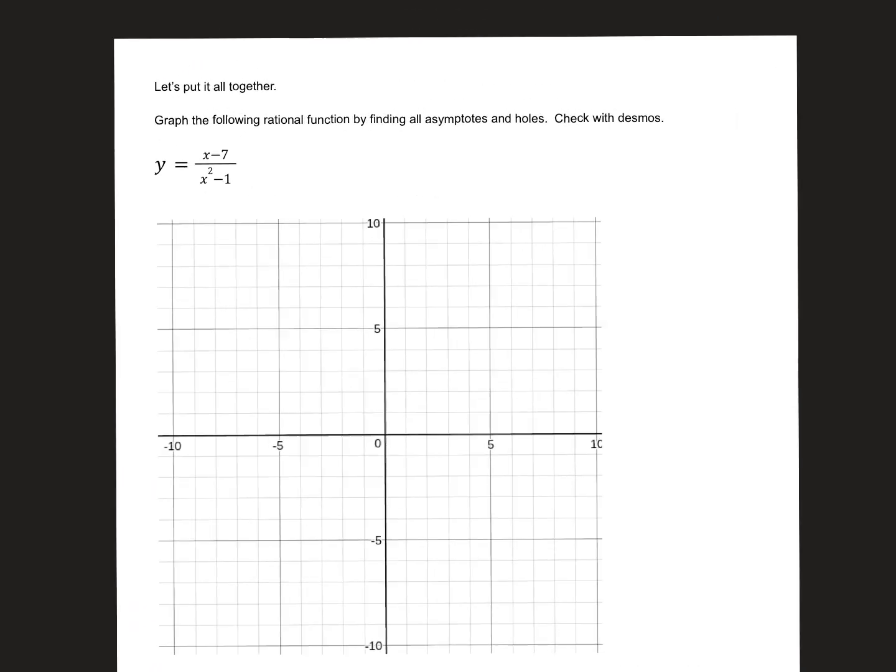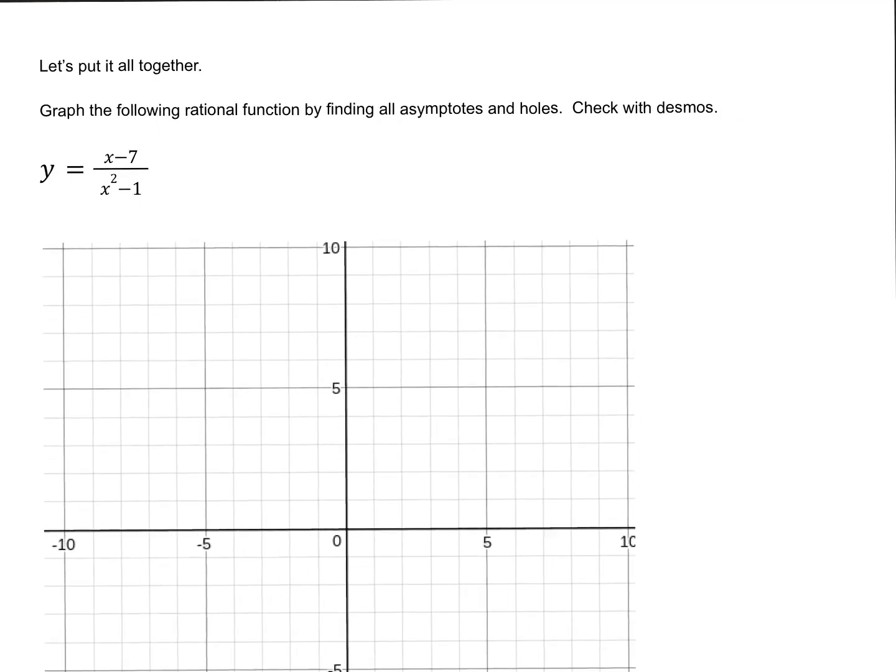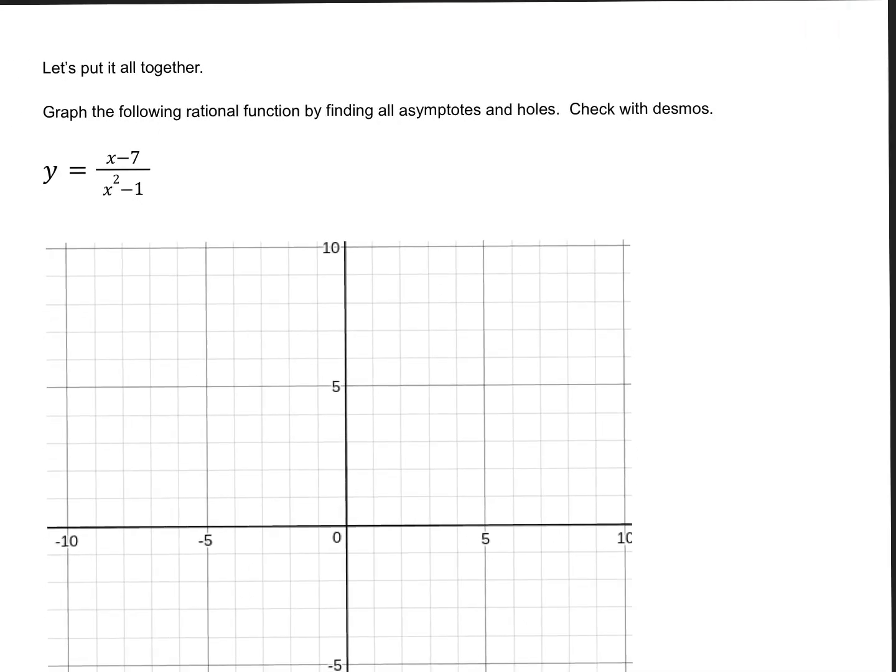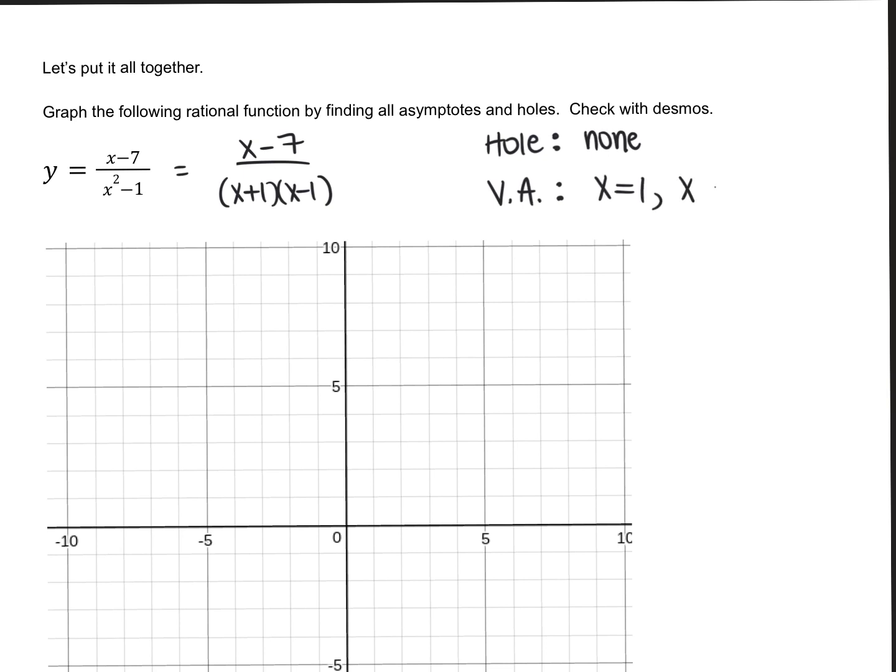All right, so let's go ahead and put everything together and graph a rational expression. So we have y equals x minus 7 over x squared minus 1. So the first thing I'm going to do is factor it. So I get x minus 7 over x plus 1, x minus 1. So I'm going to go through all of my steps. So for holes, there isn't one. Nothing cancels factor-wise from the numerator and denominator, which means I have 2 vertical asymptotes. I have one when x is 1, and I have one when x equals negative 1.